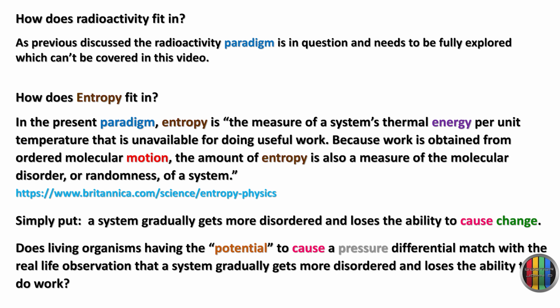In the present paradigm, entropy is the measure of a system's thermal energy per unit temperature that is unavailable for doing useful work. Because work is obtained from ordered molecular motion, the amount of entropy is also a measure of the molecular disorder or randomness of a system. Simply put, a system gradually gets more disordered and loses the ability to cause change. Does living organisms having the potential to cause a pressure differential match with the real-life observation that a system gradually gets more disordered and loses the ability to do work?